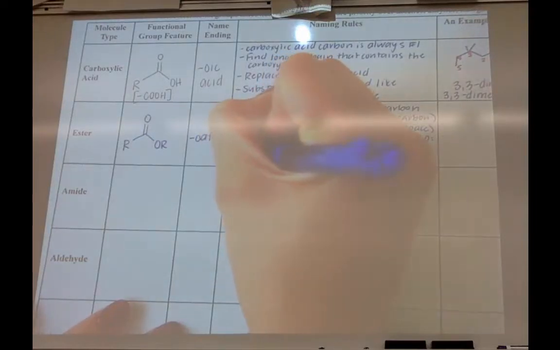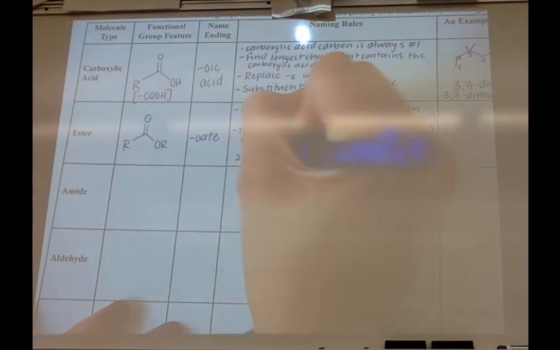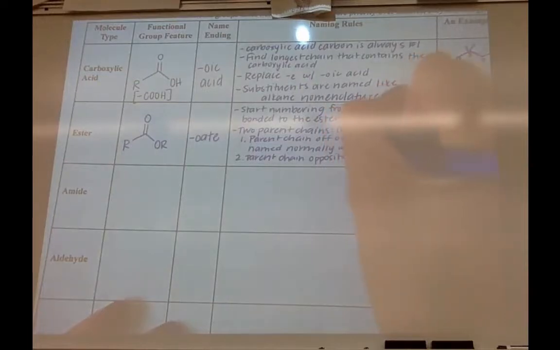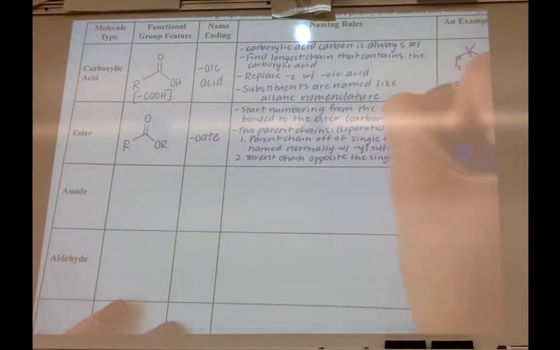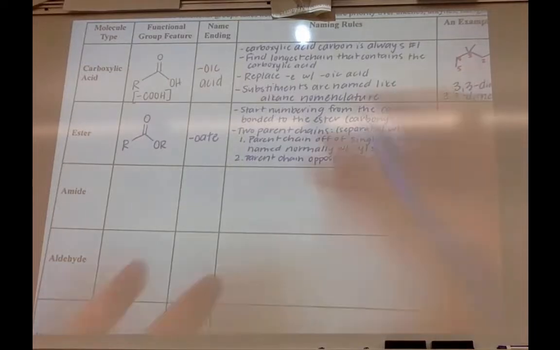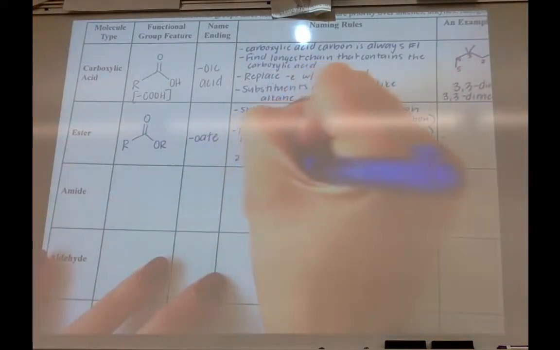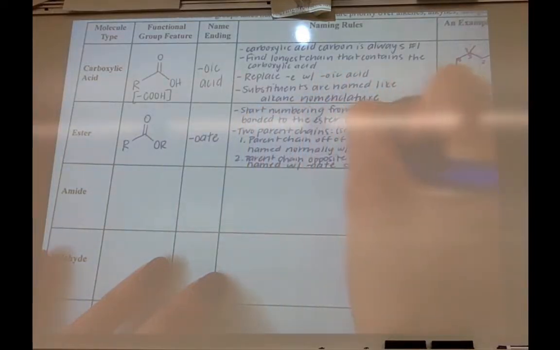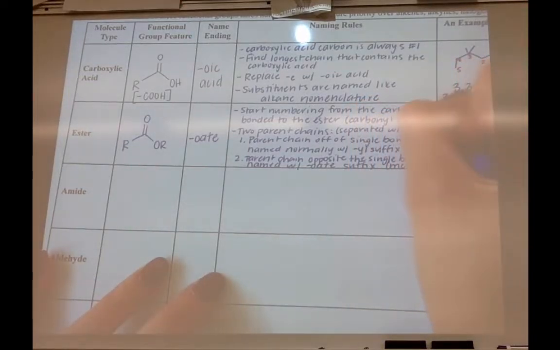And then the second parent chain is the parent chain opposite the single bonded O. So the parent chain that's opposite the single bonded O, you're going to just name with an O-A-T-E ending. Named with the O-A-T-E suffix. An example would be methanoate.